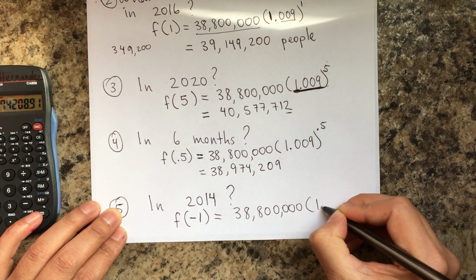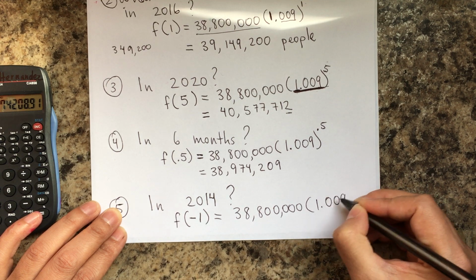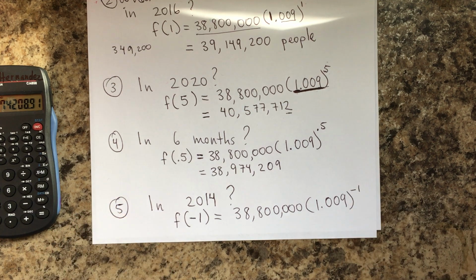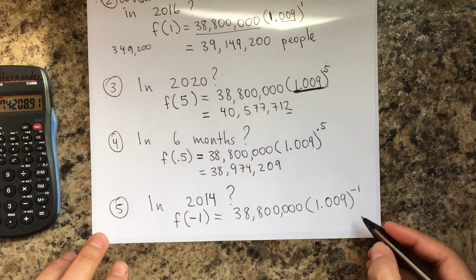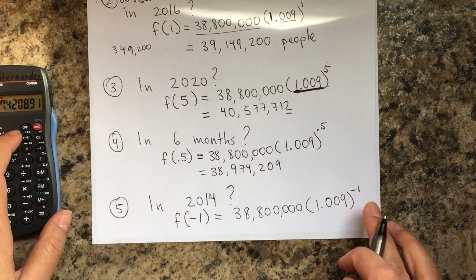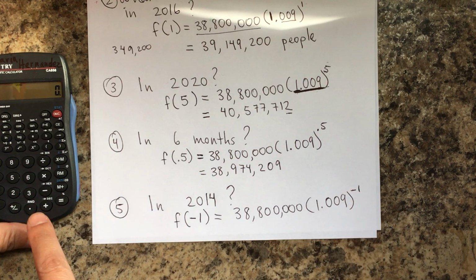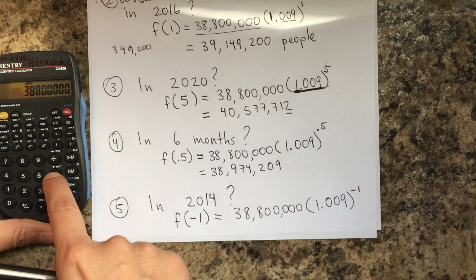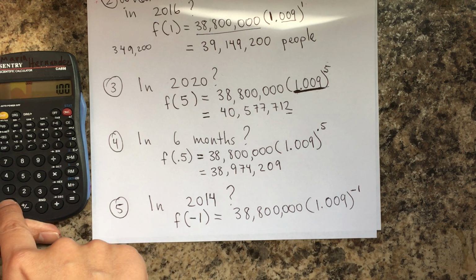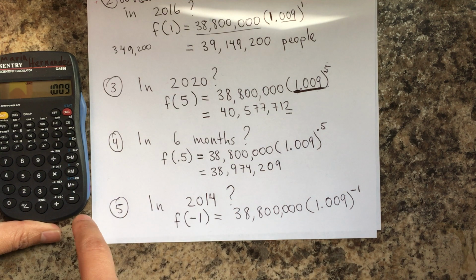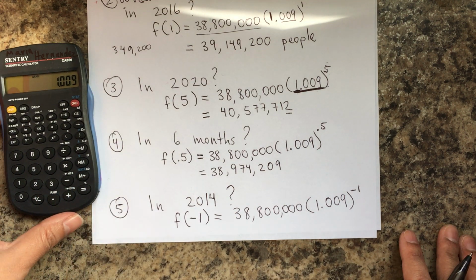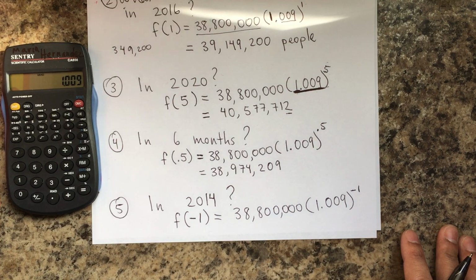38,800,000 times 1.009. And it's amazing how this formula works, because we're going to get the population of 1 year before just by raising it to the -1. This represents 1 year before. So we have 38,800,000 times 1.009 to the power of -1. In here, you also have to be very careful because it all depends on what kind of calculator you have.